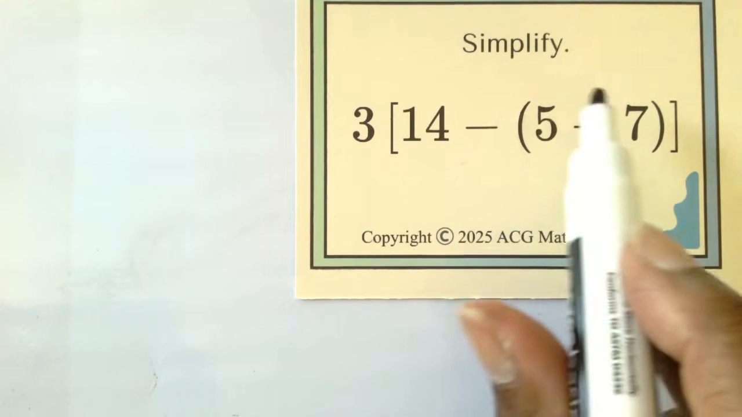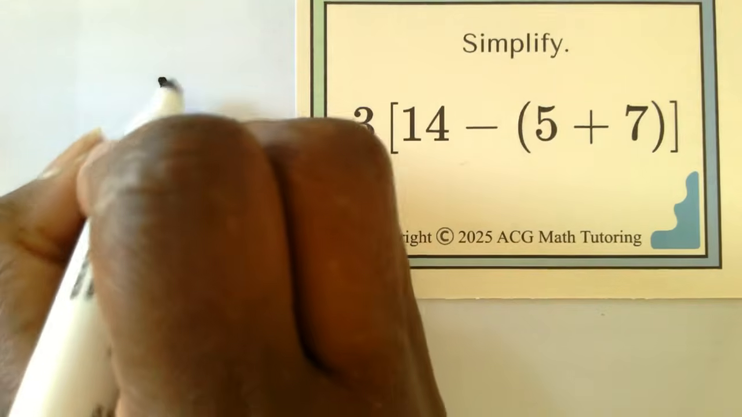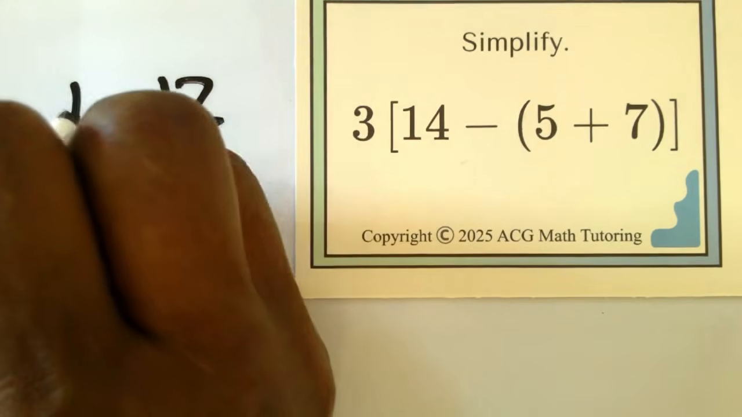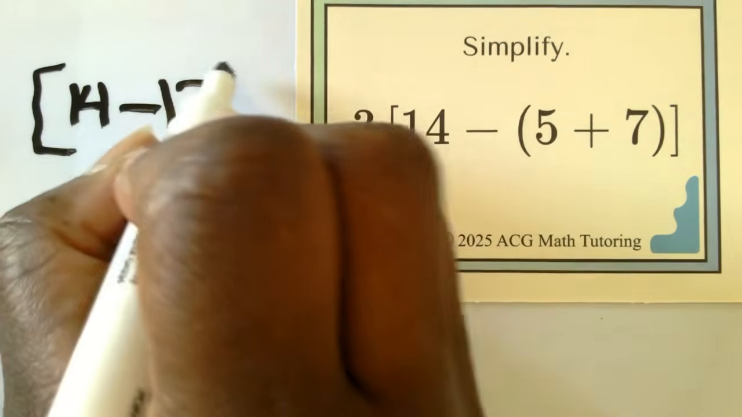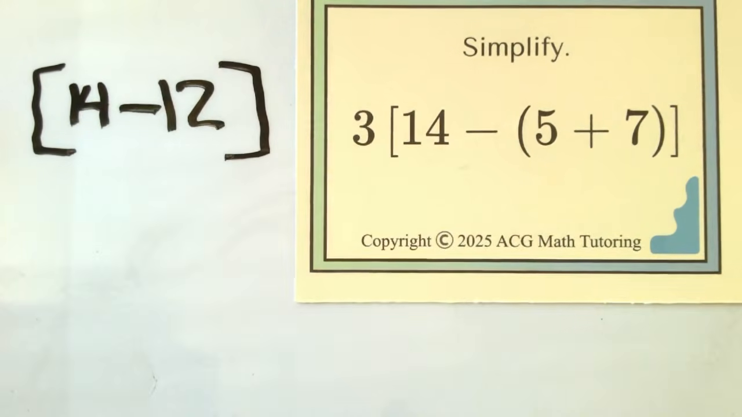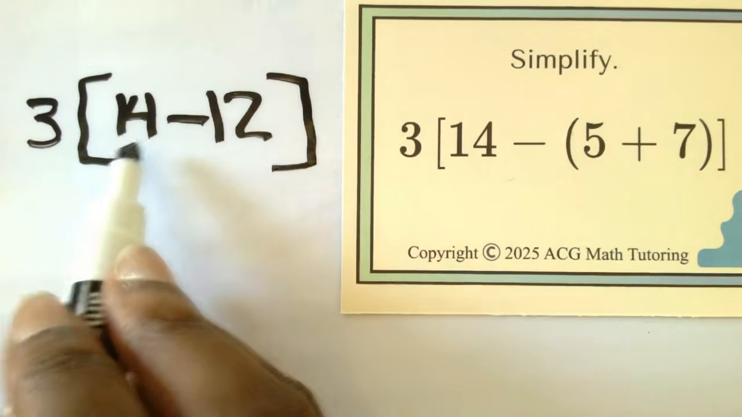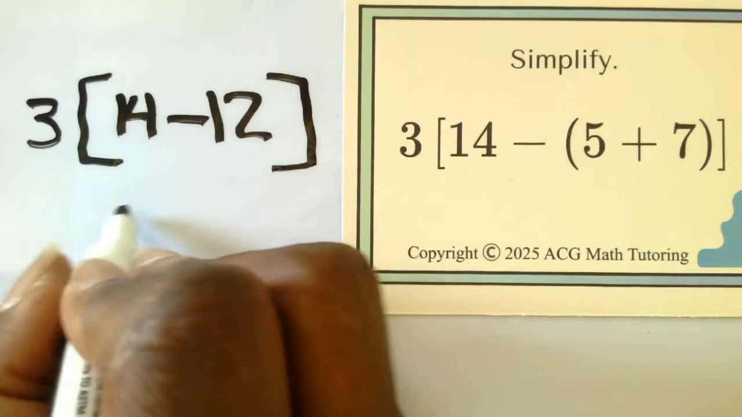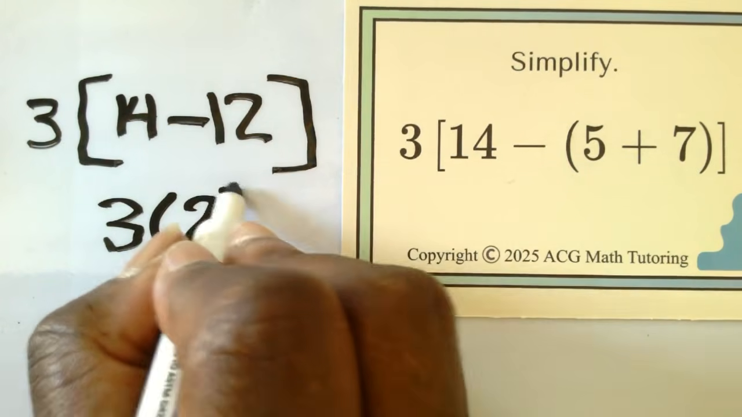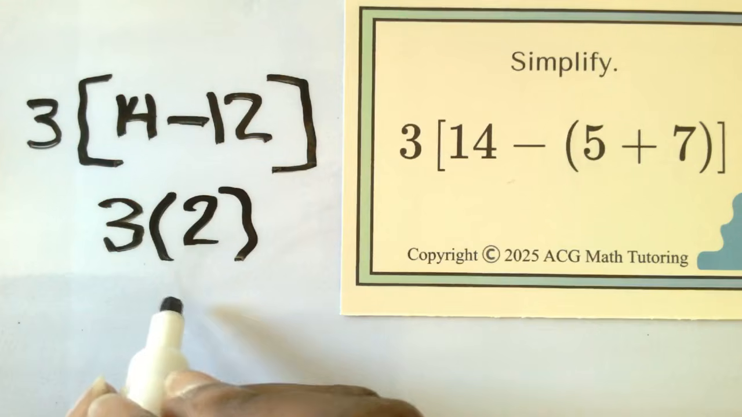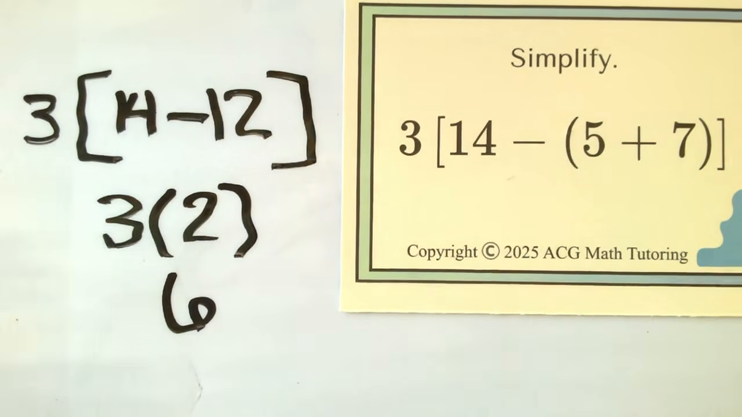So we're going to start in the heart. So 5 plus 7, that gives us our 12. Okay, so now we have our 14 minus the 12. And it's inside a bracket, which is similar to a parenthesis. So now 14 minus 12 gives me 2. So it's almost like me saying 3 times 2. So 3 times 2 will give me my magical 6.